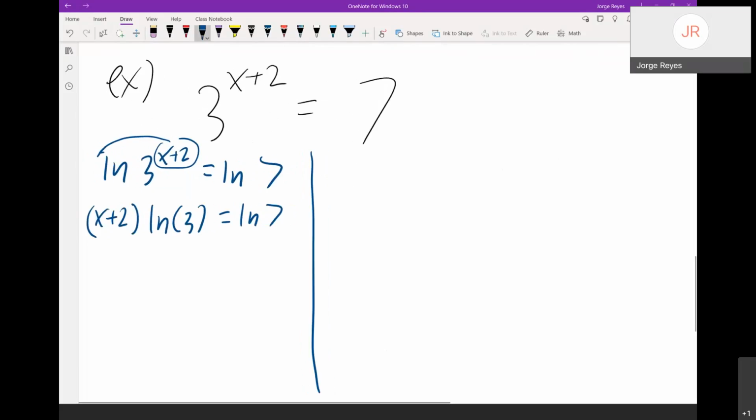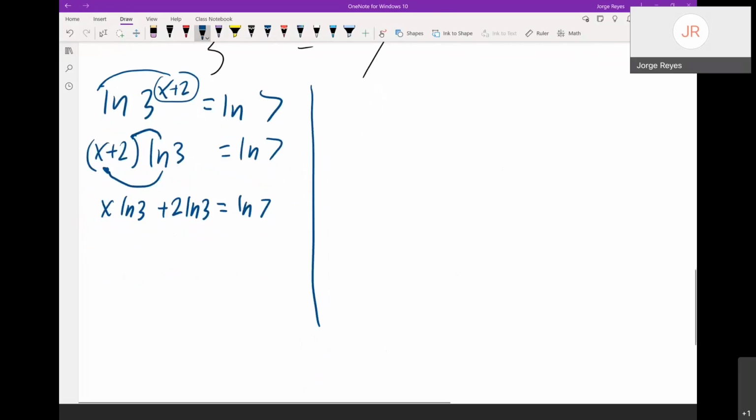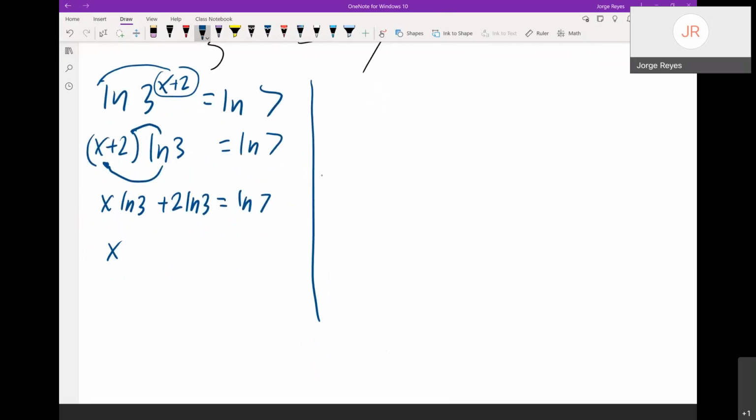Okay. You don't need these if you don't want. But definitely you do need these parentheses, because then you have to distribute, okay? So x natural log 3 plus 2 natural log 3 equals natural log 7. Then solve for x. So, right, this is a line. It doesn't look like a line, but trust me, it is. And then ta-da, you get the answer.